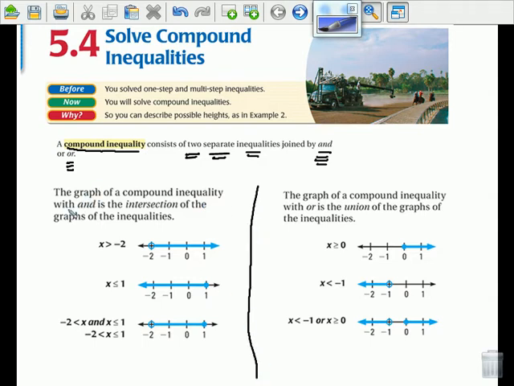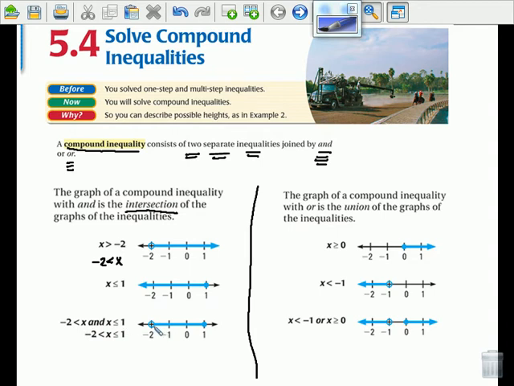The graph of a compound inequality with "and" is called the intersection of the graphs of the inequalities. Here we have x is greater than -2, and remember it's an open circle shaded to the right, and we have x is less than or equal to 1. So we have a closed circle, it shows ownership, and it's shaded to the left. We can flip it around and say -2 is less than x. Notice that the mouth is still eating the x, so we're just flipping it around. And x is less than or equal to -1.